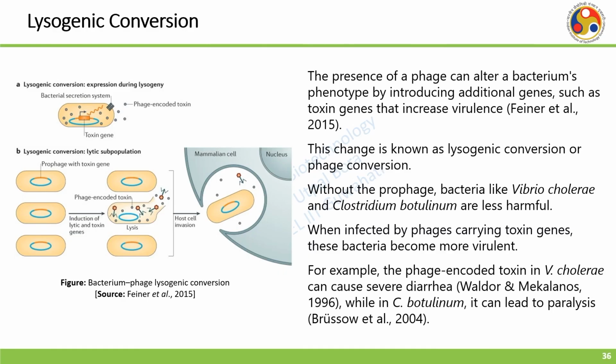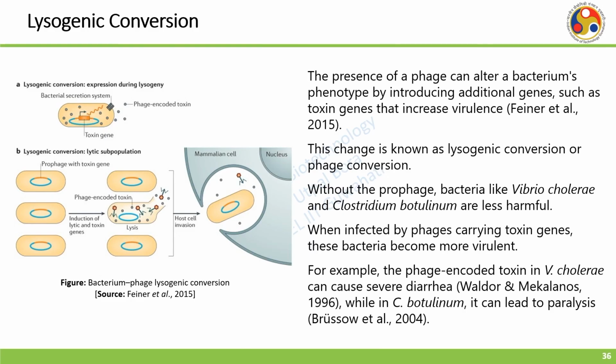For example, the phage-encoded toxin in Vibrio cholerae can cause severe diarrhea, while in Clostridium botulinum it can lead to paralysis. So, here you can see the lysogenic conversion expression during lysogeny. So, this is a phage-encoded toxin which is coming from the viral genome. So, this is the bacterial genome into which this viral genome has got integrated along with the toxin gene.